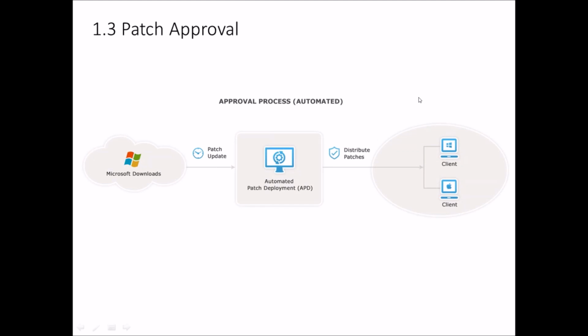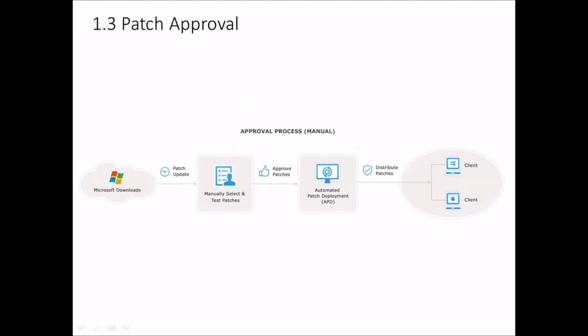The third setting, what you have to do, is the patch approval. We have 2 modes of approval, completely automated and manual. When you say automated, as shown in the diagram, the patch will be downloaded from the Microsoft side, and the automated patch deployment system is going to automatically approve this and distribute it to the client computers. So there is no manual intervention. You don't have to do anything.